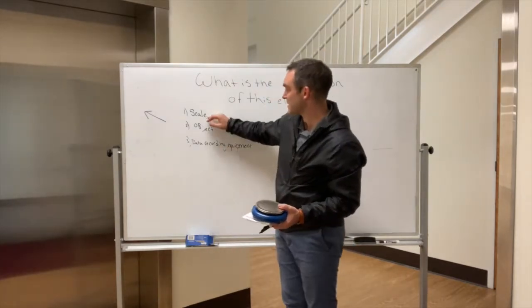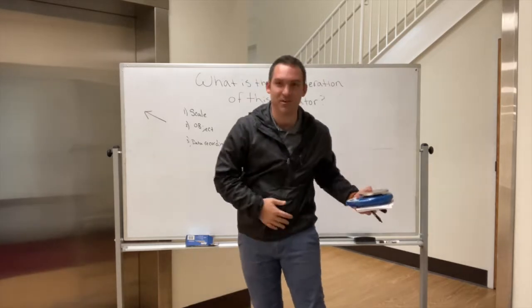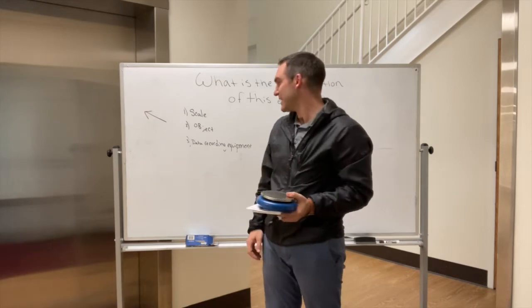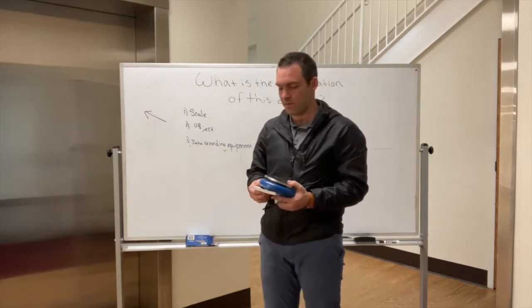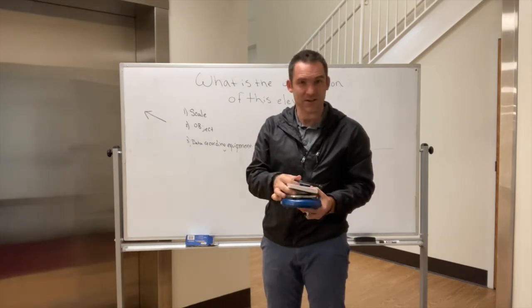But I'm going to need to use my scale. I need an object, so I'm going to go ahead and use my keys. They're somewhere, I think they're in my pocket. Okay, I'm going to use my keys as the object. And then I'm going to need data recording equipment. So I've got paper, I've got my pen, and I am ready to go.